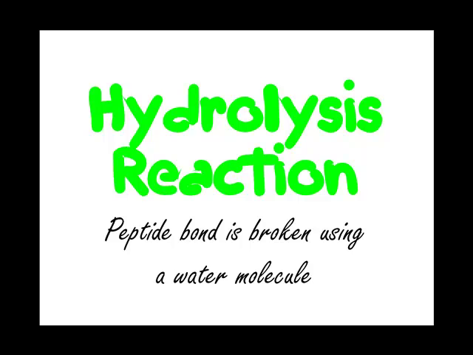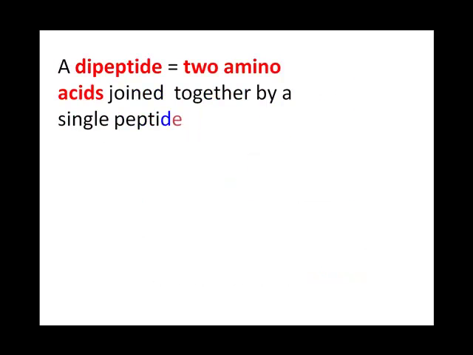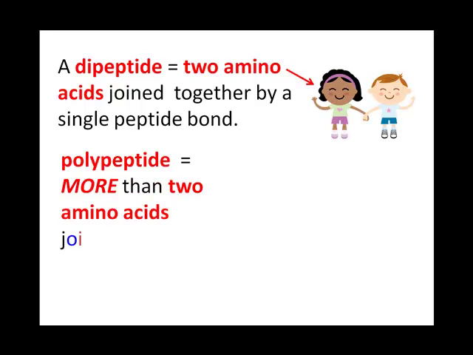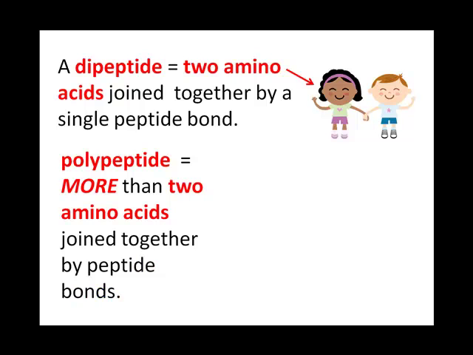What about dipeptides and polypeptides? A dipeptide is a molecule made up of 2 amino acids joined together by a single peptide bond. A polypeptide is basically where more than 2 amino acids are joined together by peptide bonds.